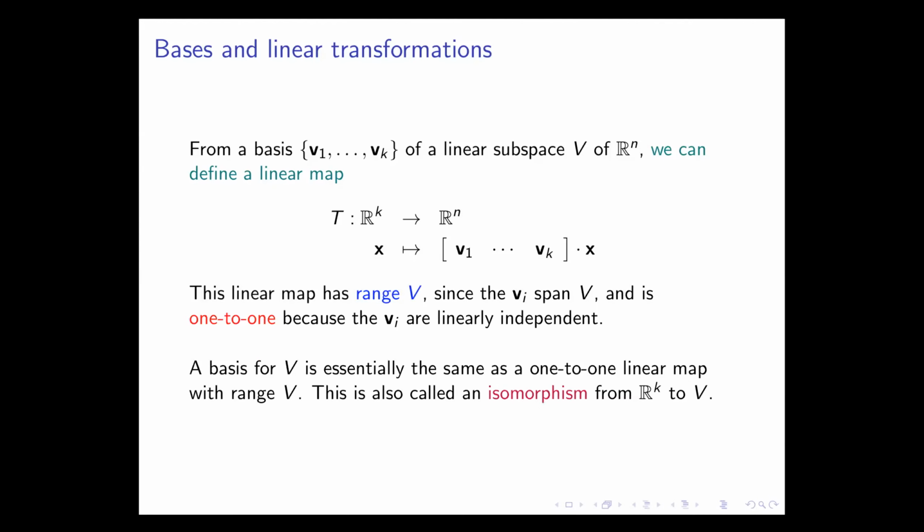A basis for V is essentially the same as a one-to-one linear map with range V. And this is also called an isomorphism from Rk to V. So isomorphism means that it's one-to-one and onto, right? So every two elements have different preimages, and the range coincides with the codomain.